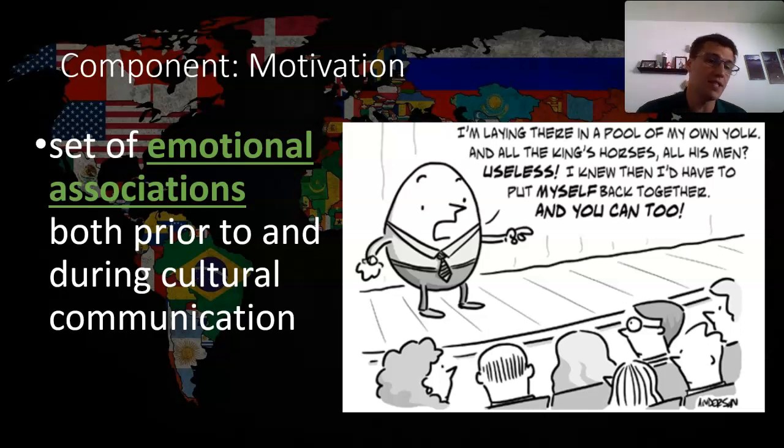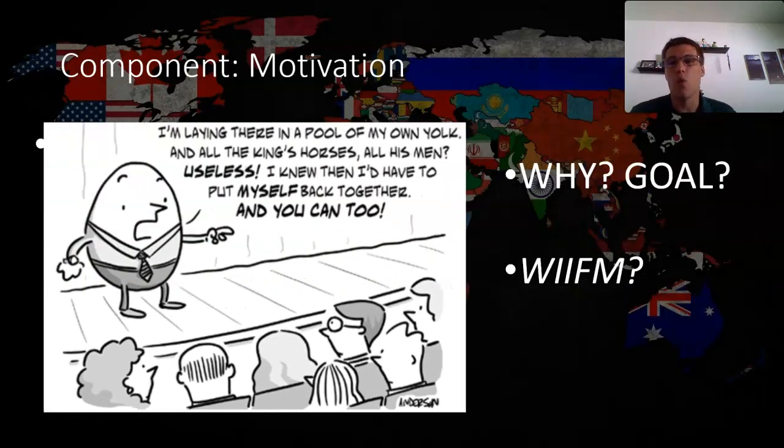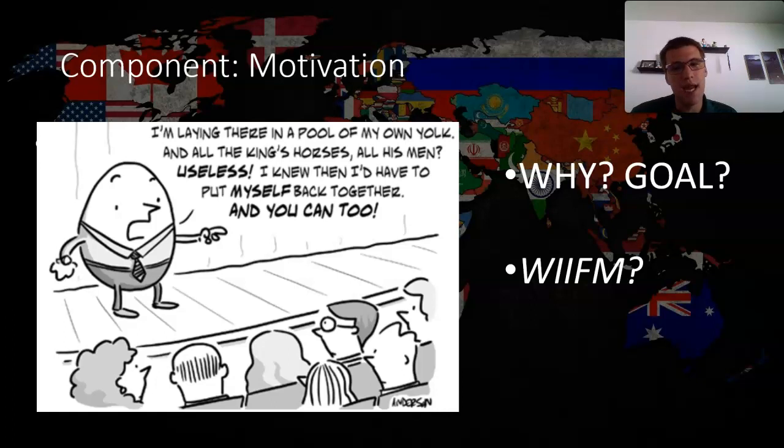The fourth component of competence is motivation. And this is going to be the set of emotional associations that are felt both prior to and during the communication. I like to think about this as like, why is the person communicating? What is the goal here, right? Or if you've ever heard the acronym WIFM, what's in it for me?